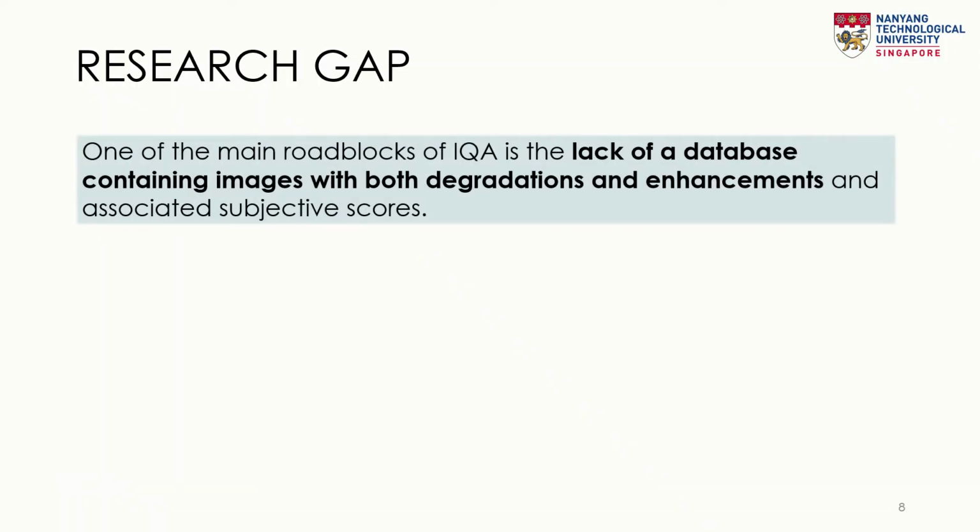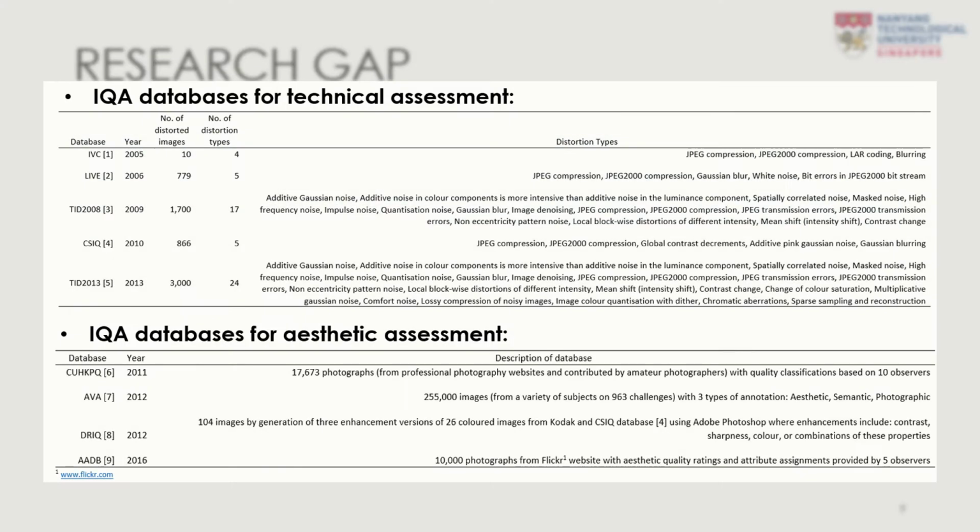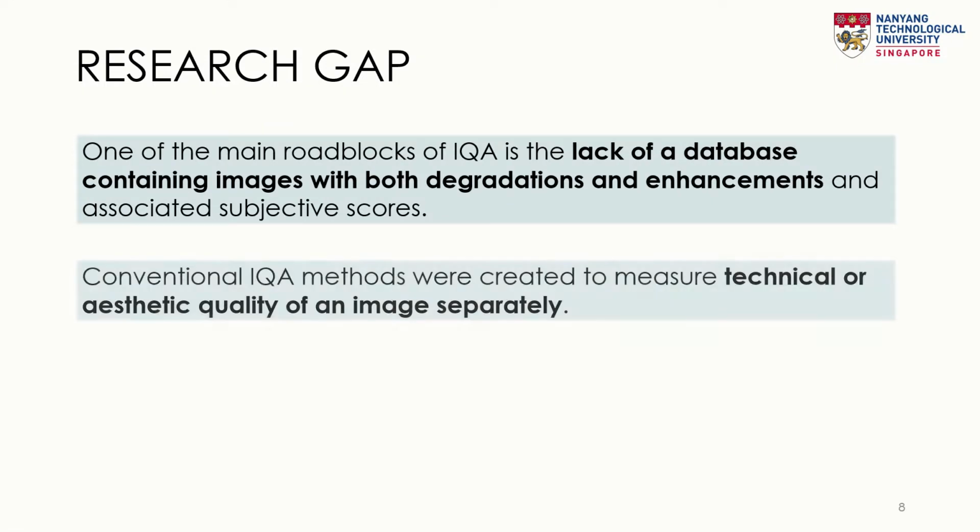One of the main roadblocks of IQA is the lack of an IQA database that contains images with both degradations and enhancement. Existing IQA databases made for technical assessment consist of only natural images with artificial distortion types, and the distorted images are usually afflicted by only a single type of synthetically introduced distortion. Existing IQA databases made for aesthetic assessment consist of either only natural images with semantic and photographic style labels or processed with limited enhancement types.